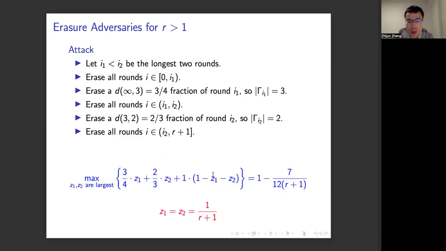And this time, if we optimize over all possible allocations of communication, we can see the max possible resilience is upper bounded by 1 minus 7/12 times r plus 1. And this is achieved when all rounds of communication are of equal length.